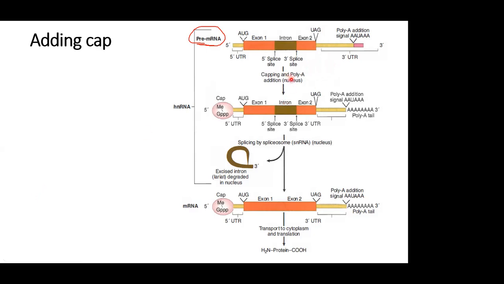So all of this, starting from here, including the pre-messenger RNA and the processes, all of them are called heterogeneous nuclear RNA. Guys, you have to focus. It's called heterogeneous nuclear RNA, both included.